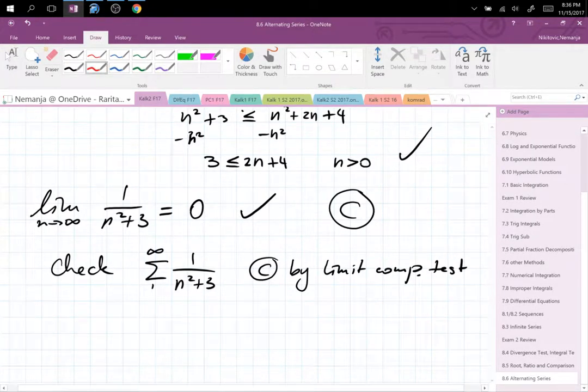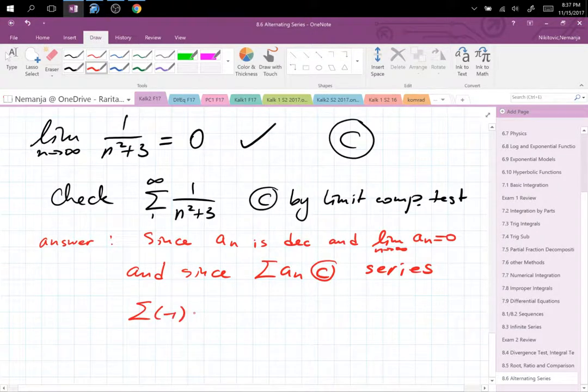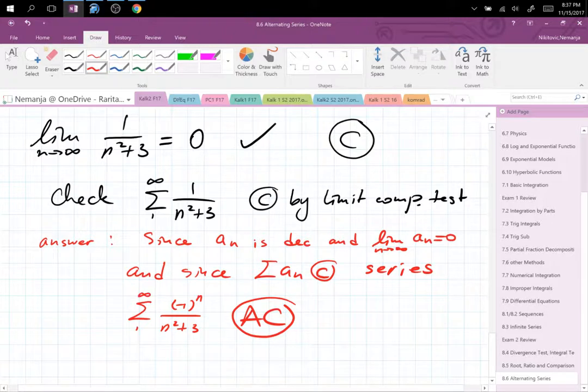So now we have the answer. Since an is decreasing and limit an equals 0 as n goes to infinity, and since summation of an converges, series summation -1 to the n divided by n squared plus 3 absolutely converges. Or converges absolutely, whatever you want to word.